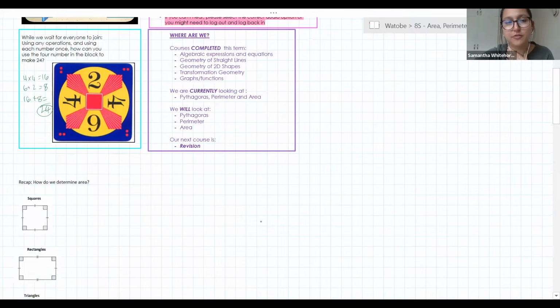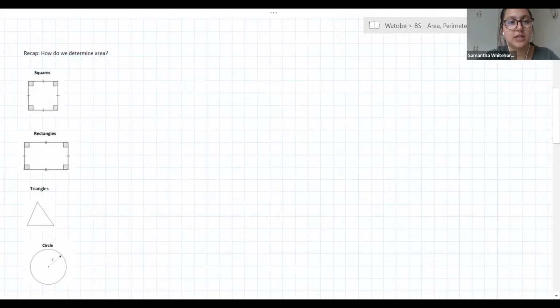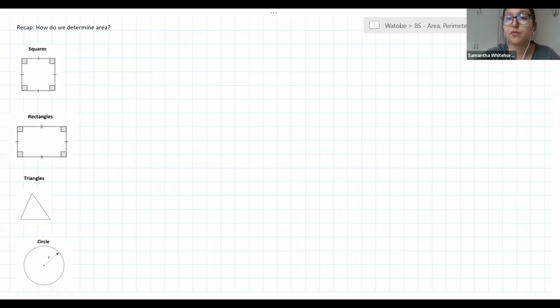Right, guys, so if we jump straight into it, what we're going to start with is just recapping how we actually determine the area of basic shapes, and these are formulas that you need to know. In grade 8, we might still give you the formulas, depends how nice your teachers are, but we do expect you from grade 9, grade 10 to know these formulas off by heart. We won't give you these formulas. So this is an important information sheet to have for this section.